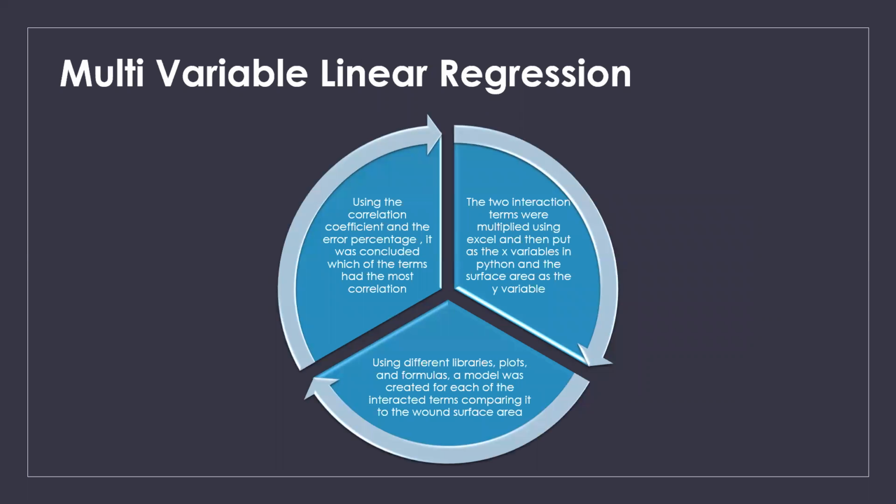To create a multivariable linear regression model for each of these interaction terms, first, the two interaction terms were multiplied using Excel software, and then the interaction terms were considered as the independent variable, or the X variable, in the model, and the wound surface area as the dependent variable, or the Y variable. After they were multiplied, using different libraries, linear regression formulas, and plots, a model was created for each of the interaction terms to compare it to the wound surface area. Then, using the coefficient and the error percentage, it was concluded which of the interaction terms had the most correlation on the wound surface area.